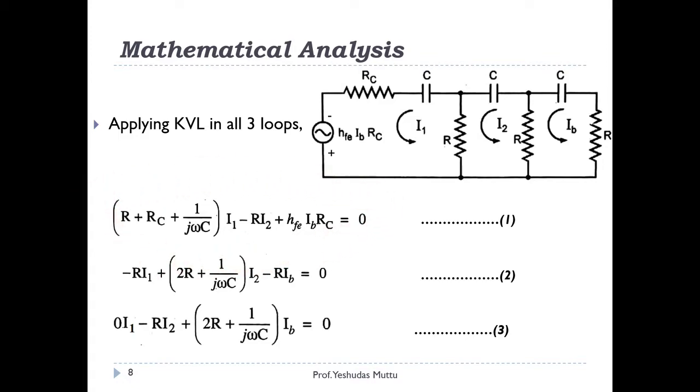And then arrange it in such a way that you know I1, I2 and IB. 3 currents are there, I1, I2 and IB. Here I have written 0 I1 because the I1 term doesn't exist in the last loop. So that is the reason I have written 0 I1, because I will require all the coefficients of I1, all the coefficients of I2, all the coefficients of IB. And how am I going to solve these equations now? By using the determinant technique, because all are equal to 0.